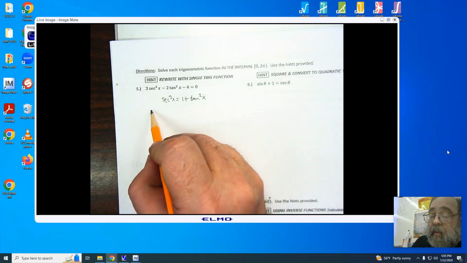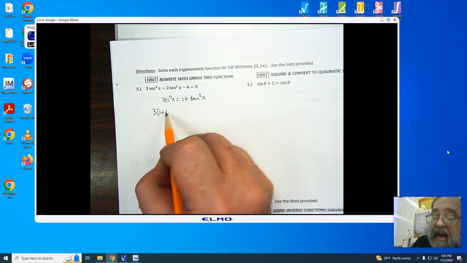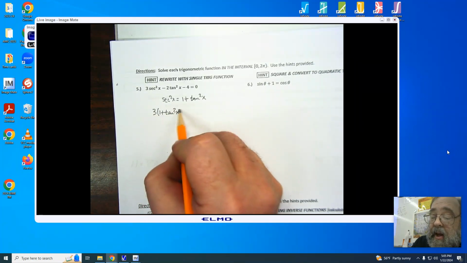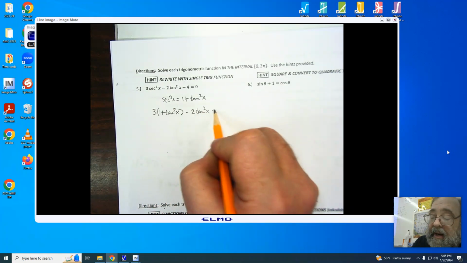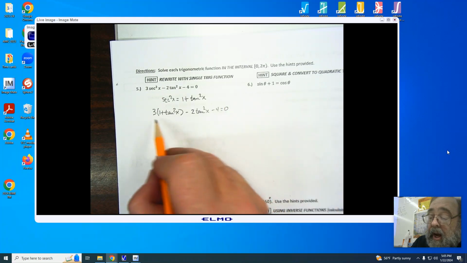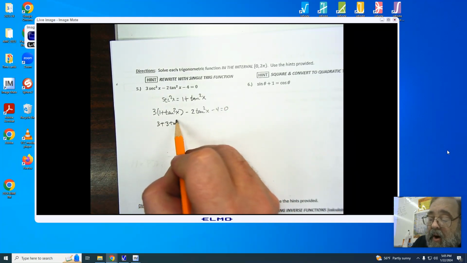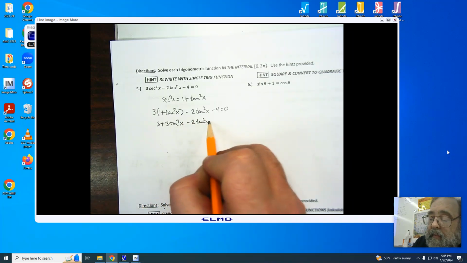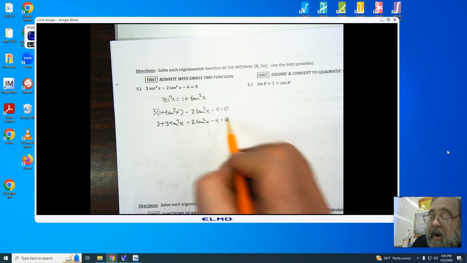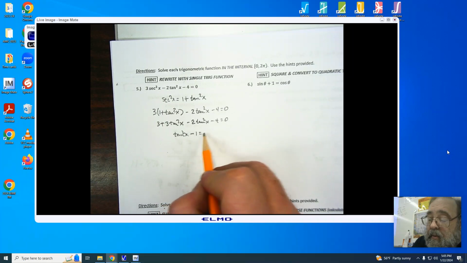As a result, when I plug this in, I end up with 3 times 1 plus tangent squared of x minus 2 tangent squared of x minus 4 equaling 0. I distribute the 3, and now I can add like terms. Now once I do this, I end up getting tangent squared of x minus 1 equals 0.